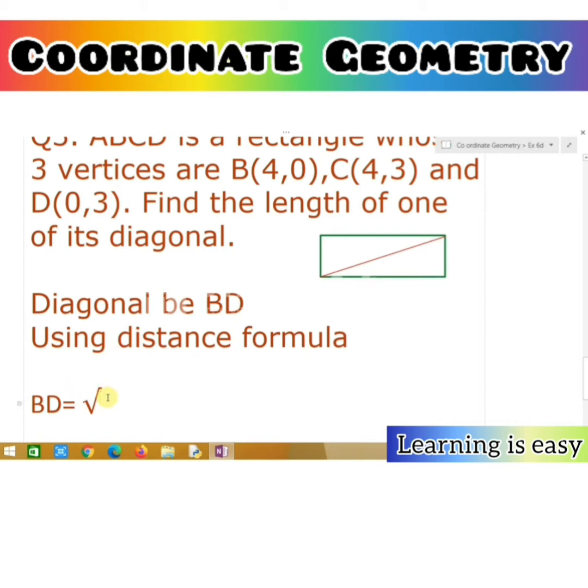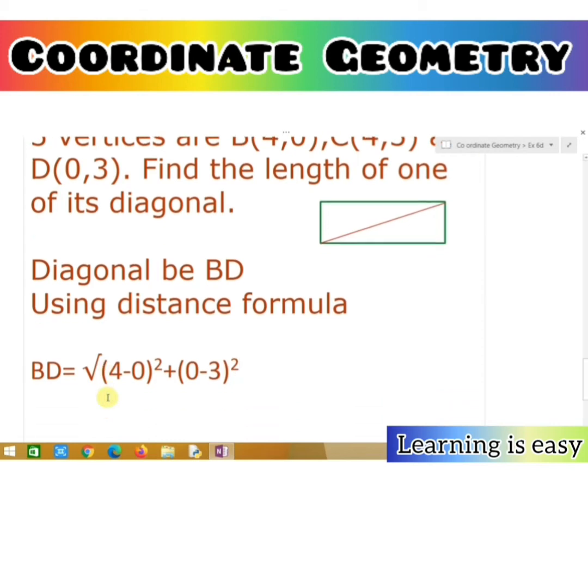So BD equal to square root of 4 minus 0 whole square plus 0 minus 3 whole square. So that's going to be 4 square is 16, 3 square is 9. 16 plus 9, that's square root of 25, which is going to be 5 units. So the length of the diagonal BD here is 5 units.